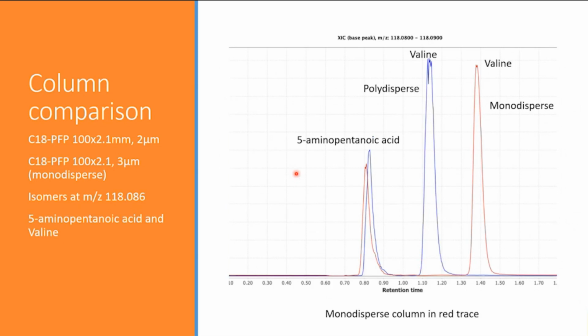We look at that example of valine and 5-amino pentanoic acid. We note that in the case of the polydisperse versus monodisperse, 5-amino pentanoic acid has very similar retention time, but valine is retained much longer. And note that we have a much improved Gaussian peak shape with this monodisperse column versus polydispersity. Likewise, you can see that cleaner here with 5-amino pentanoic acid, and note in red is the monodisperse column.